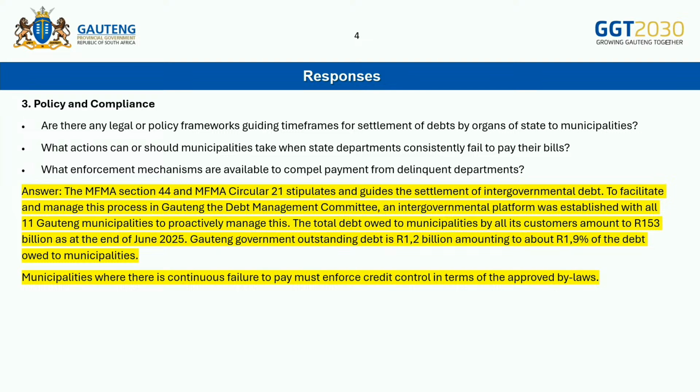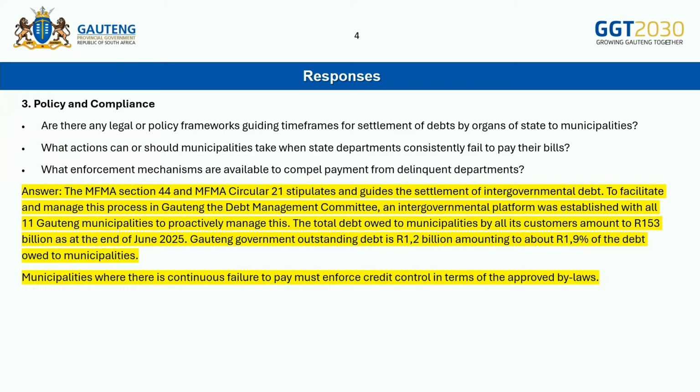Chair, I must indicate also in relation to this question, the total debt owed to municipalities by all customers, in other words, residents, business, organs of state, amounts to about 153 billion as at the end of June 2025. Chair, I can also indicate that Gauteng government outstanding debt is at 1.2 billion, which is about 1.9% of the debt owed to municipalities.